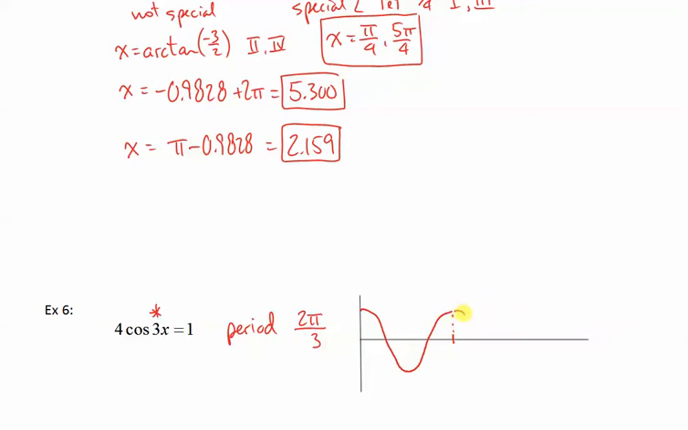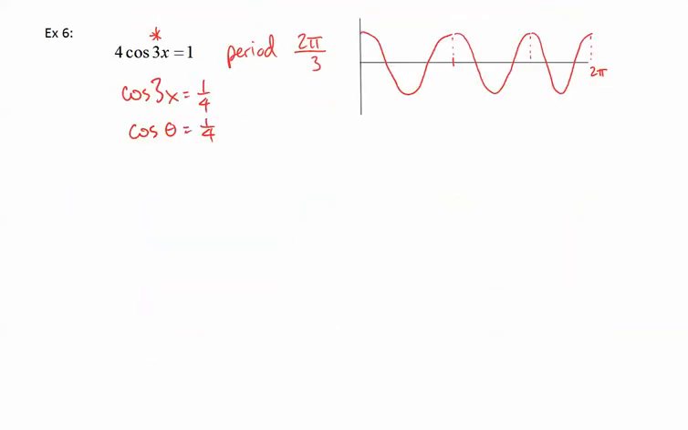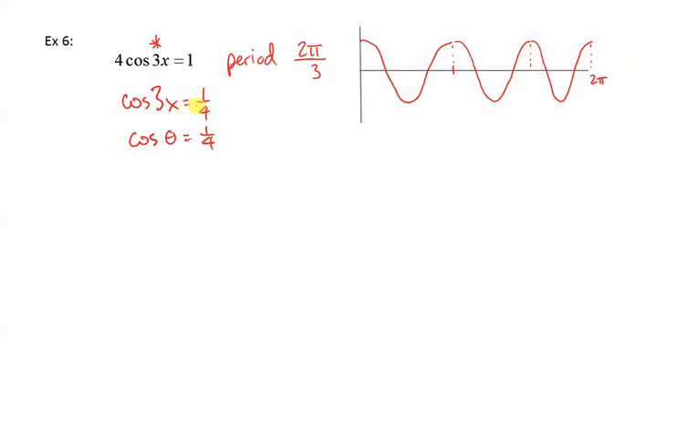So I'm actually going to have another one of these and another one of these before I actually get to 2 pi. You notice that I have 3 cycles. It's kind of a rough, crude sketch, but does the job. Now, I'll isolate to get 1/4, and I'm going to rewrite this as cos theta equals 1/4, because 3x is really representing an angle.